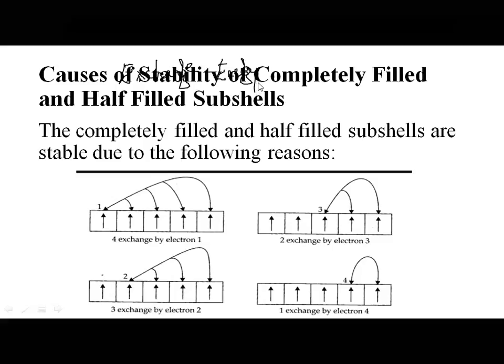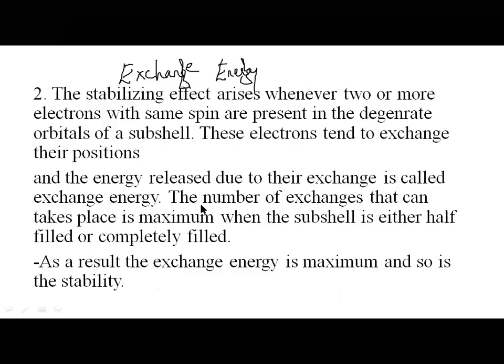The number of exchanges that take place is maximum when the subshell is either half filled or completely filled. If the exchange energy is more, stability is more. When more exchanges are possible, the orbitals are either half filled or completely filled. Only at that time are exchanges possible. So the exchange energy is maximum and the stability is also maximum.